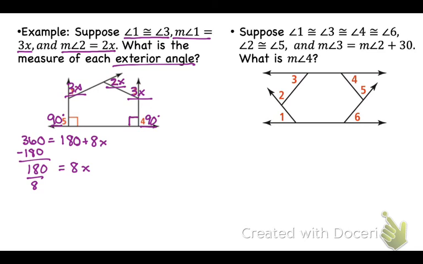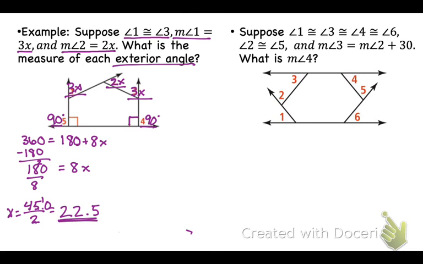Okay, so 4 goes into 18 how many times? 4, with 2 left over. 4 goes into 20 how many times? 5. 4 goes into 8 how many times? 2. Okay. 2 goes into 4 how many times? Twice. 2 goes into 5 how many times? Twice, with 1 left over. So 2 goes into 10 how many times? 5. So x equals what?